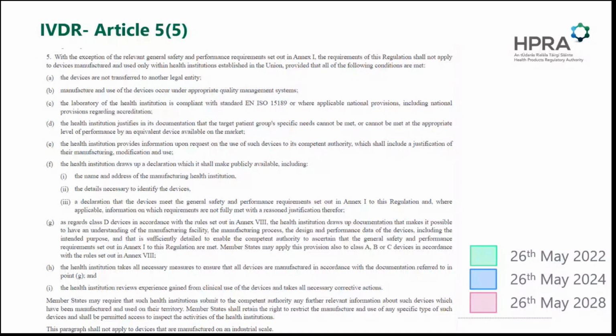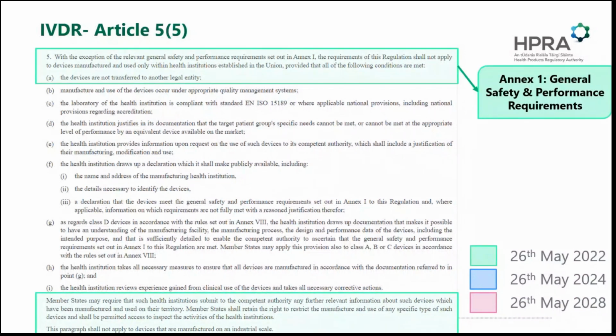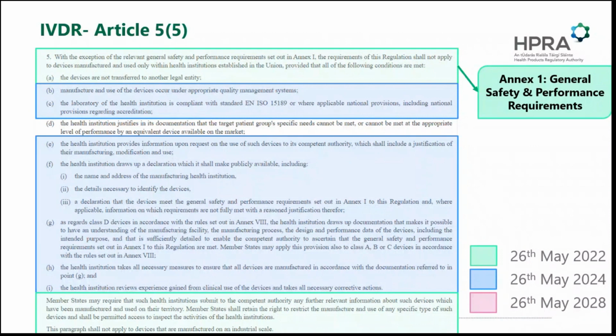So bringing us back to our roadmap again, just a summary. Currently only that transfer to another legal entity, the first paragraph and the final paragraph apply. In May of this year, a lot of those requirements around documentation will come into force. So the manufacturing and use of devices under appropriate quality management systems, compliance with EN ISO 15189, providing information upon request to the competent authority, drawing up that public declaration, points on the Class D devices, so having that additional documentation if you're working with Class D devices that you're making yourself in-house, and reviewing that clinical experience. And then finally, in May 2028, that justification piece will go in.